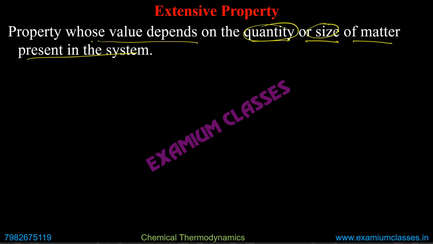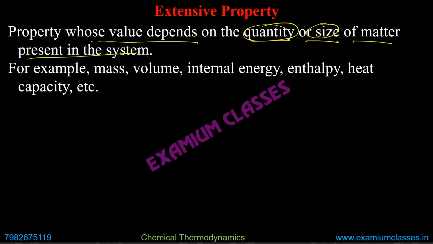Extensive. So for example, mass. If you divide one piece into two, the mass will change, volume will change, their internal energy will also change because it is now half the mass, there will be half the energy. Enthalpy will change. So if you have this much amount and it has been heated up to some temperature and it has Q amount of heat, if you divide it into two, this one will have Q by 2 and Q by 2 heat. Enthalpy will change.